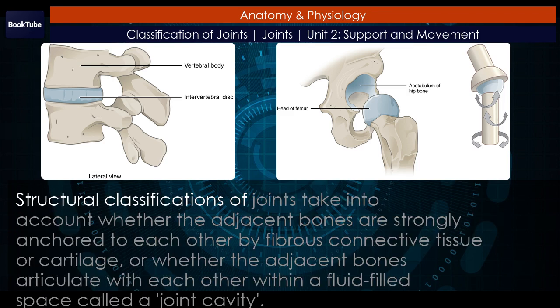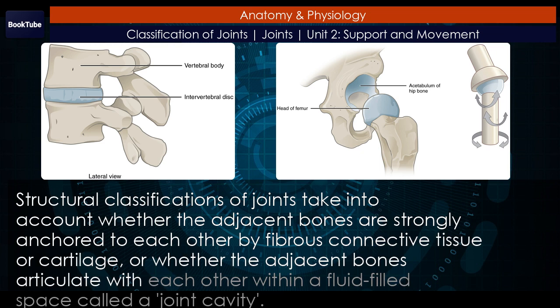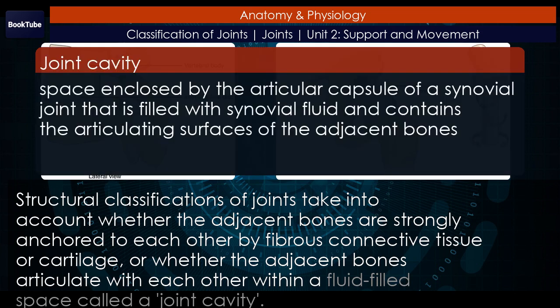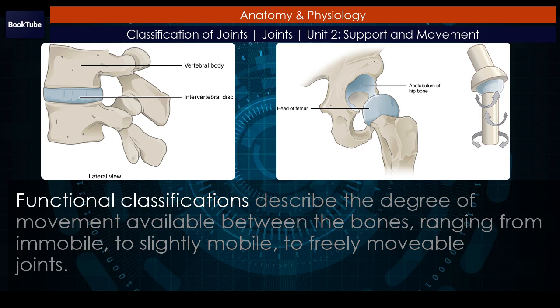Structural classifications of joints take into account whether the adjacent bones are strongly anchored to each other by fibrous connective tissue or cartilage, or whether the adjacent bones articulate with each other within a fluid-filled space called a joint cavity. Functional classifications describe the degree of movement available between the bones, ranging from immobile to slightly mobile to freely movable joints.